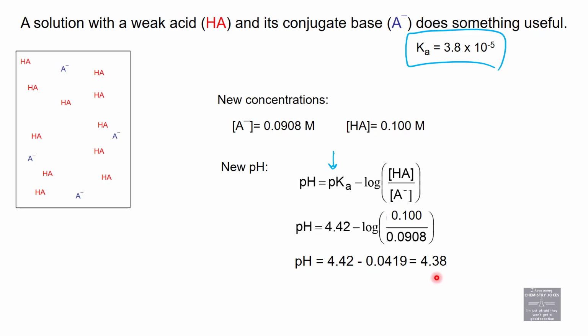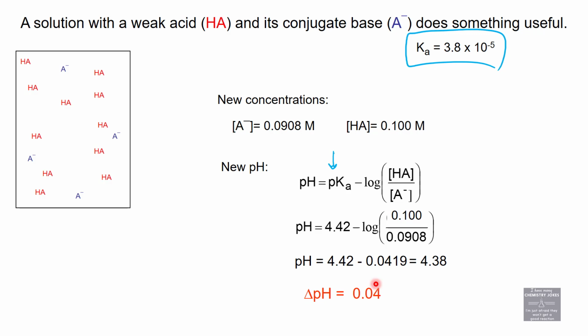Is that right? Does that make sense? Should my pH have decreased when I added strong acid? Yes. Should it decrease dramatically? No. It went from 4.42 to 4.38. It only changed by 0.04. If you recall, when you added the same volume of the same concentration to water, it changed by 4 pH units, 4.7 actually. This buffer system changed by 0.04. That's a tiny change, and that's the job of a buffer solution, to resist dramatic changes in pH.